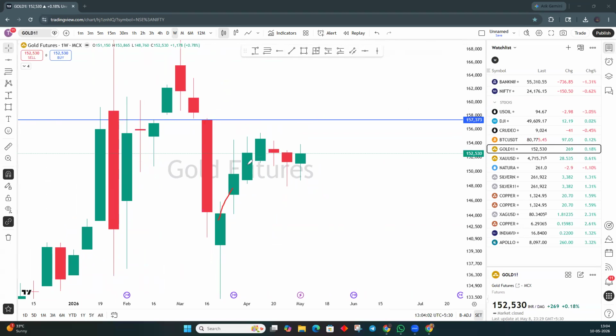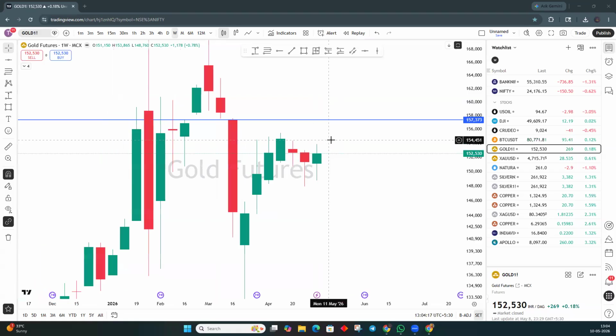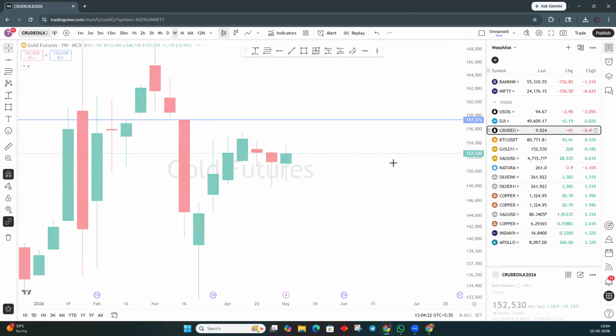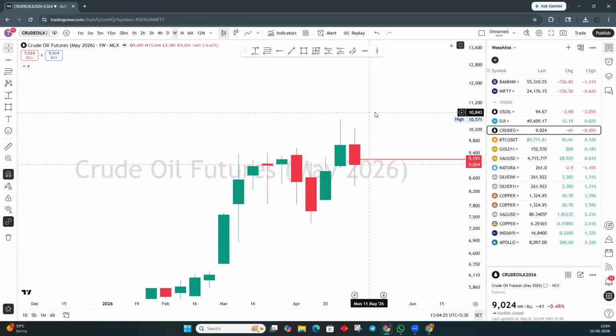So now the buyers are trying and regaining the position, and once the liquidity, the stop losses of the sellers, is taken, it will be gone. So this is how the markets are taking the upside, and the price is showing bullishness in gold and silver. Taking towards our next symbol, that is crude oil.